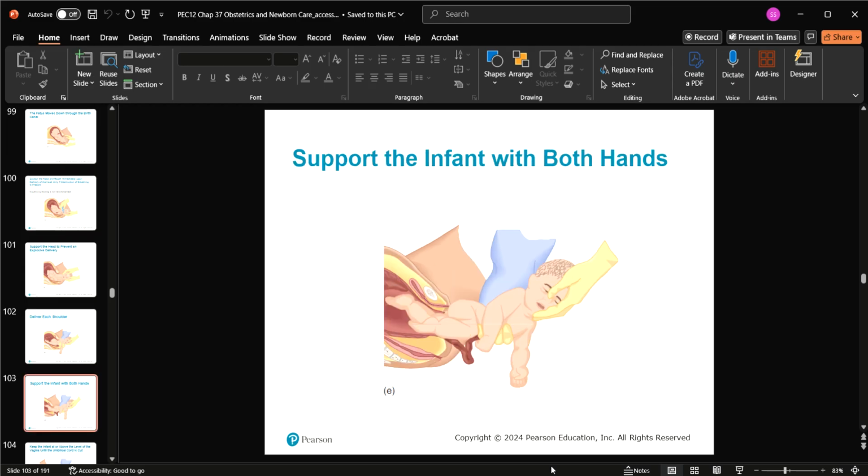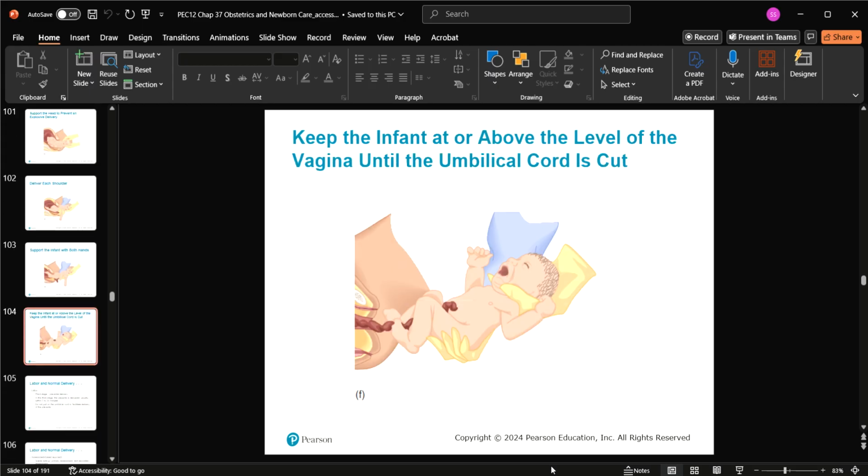They're going to rotate as they come out, and then, depending on how many births they've had previously, the child may be very quickly coming out of the vaginal canal. If it's their first time, it's probably going to be a much slower process, and you're going to be able to actually, not pull them out, but support them as they are being pushed out. All right. Keep the infant at or above the level of the vagina until the umbilical cord is cut.